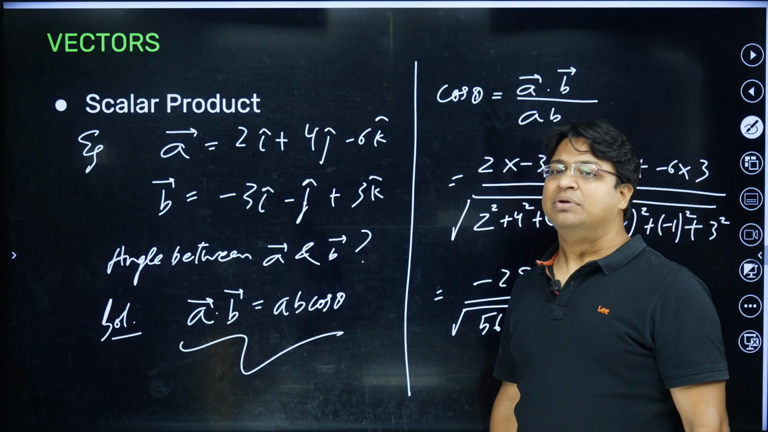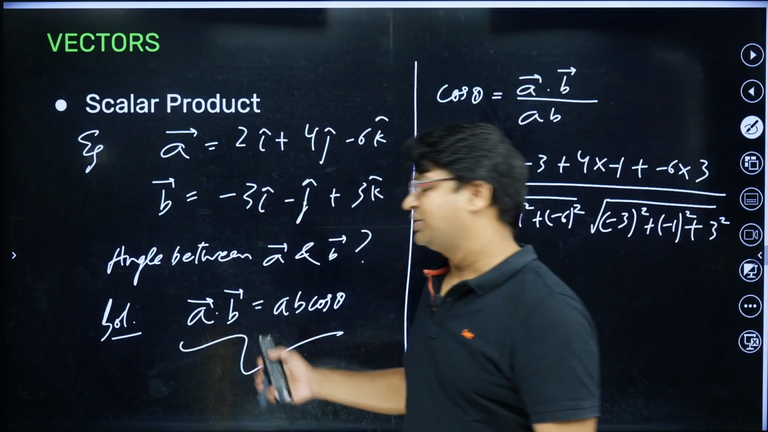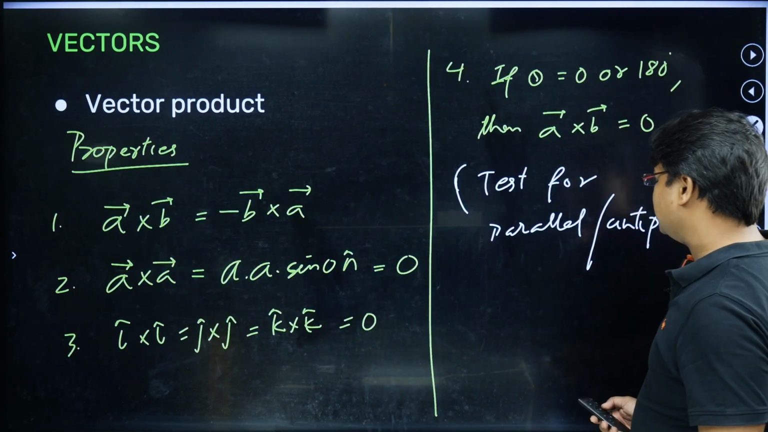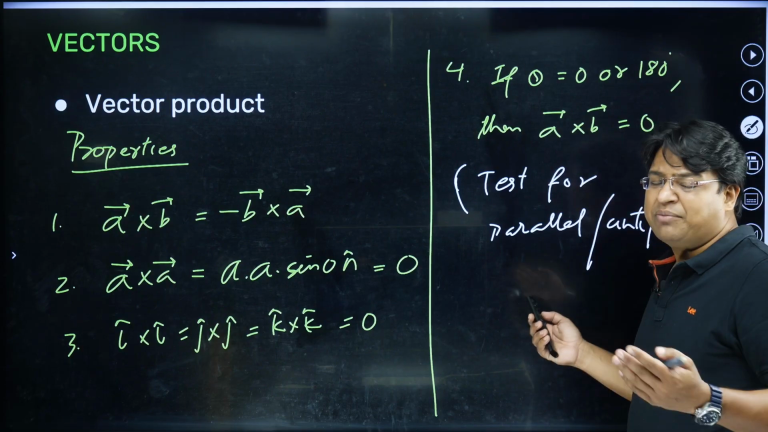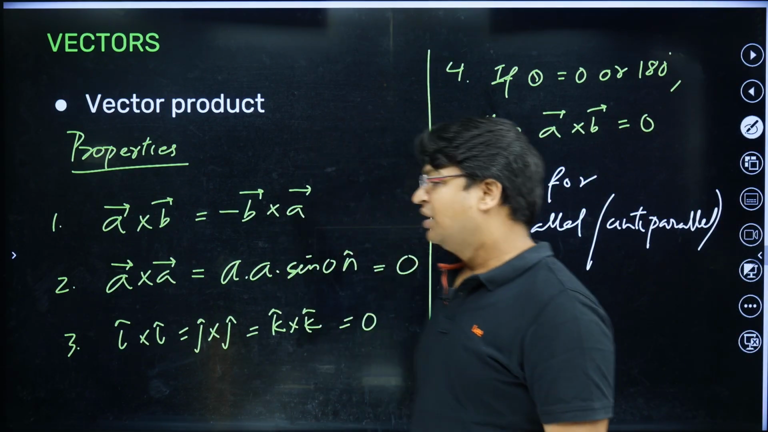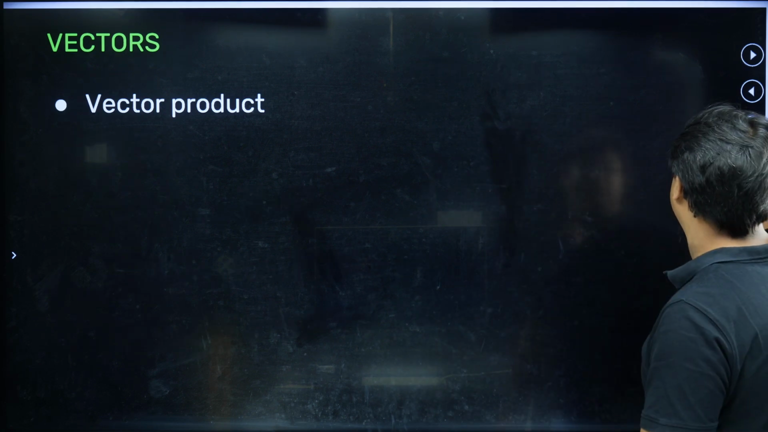So this is the superset. When we are thinking about the angle between two vectors, this gives you everything. What I'm trying to say is that we don't really need to know the test of parallel or anti-parallel. We can proceed with the dot product also. Okay. Next point.